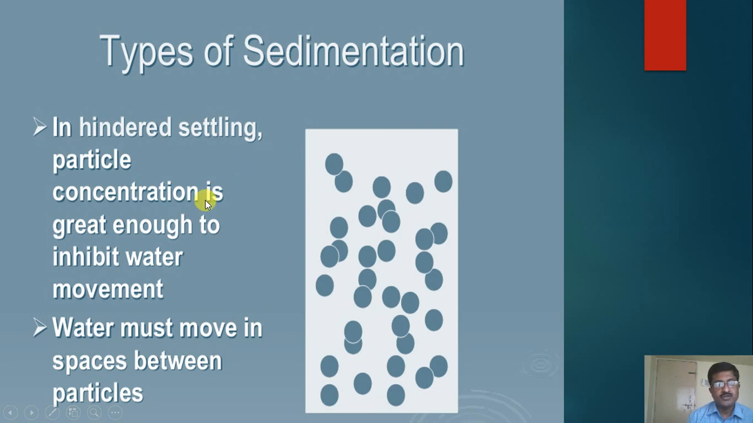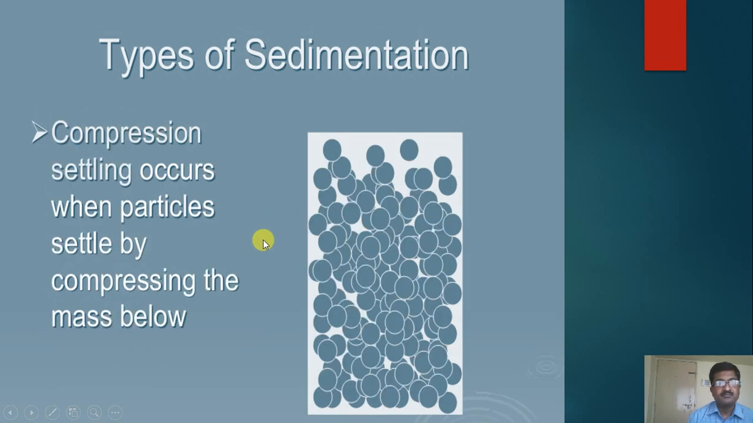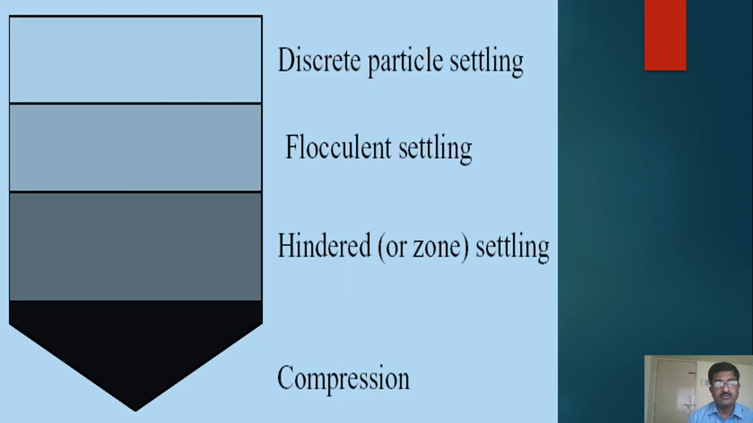In hindered settling, the concentration is great enough to inhibit water movement. Water must move in the spaces between the particles. So when the density of the particles is more, it is called hindered particle settling. Compression settling occurs when particles settle by compression of the mass below. When the quantity of particles is very high, compression settling occurs. These are the various zones you can see: discrete particle settling, flocculent settling, hindered settling, also called zone settling, and finally, when it is dense, compression settling. This is also one way to show these 4 types.